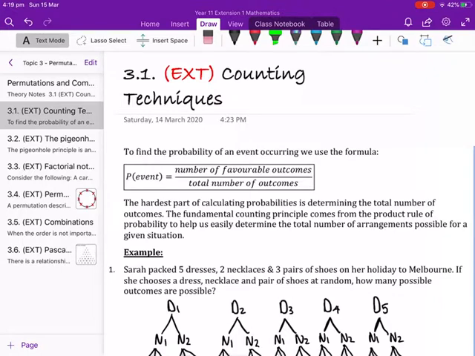This can become quite difficult when the numbers of outcomes are large. There are some counting techniques that help in this case. The fundamental counting principle comes from the product rule of probability to help us easily determine the total number of arrangements possible for a given situation.